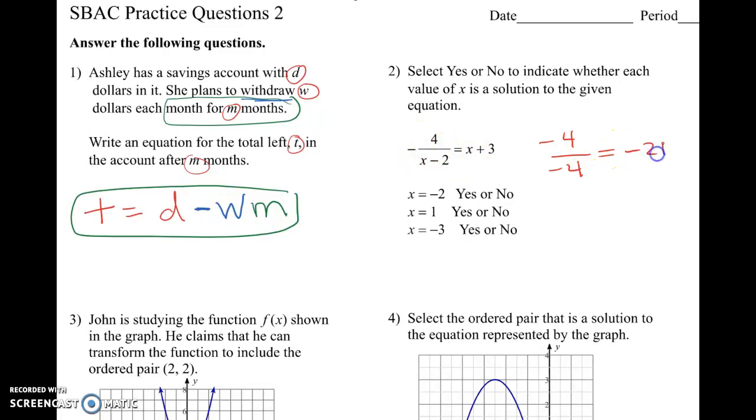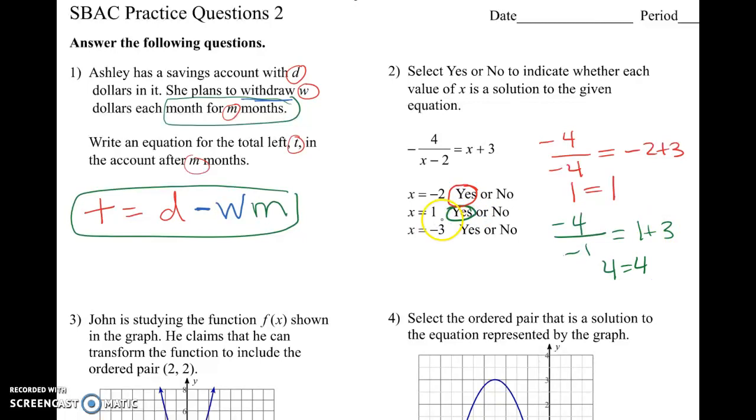On the other side, I have a -2 plus 3. So -4 divided by -4 is 1. -2 plus 3 is 1. Is that a true solution? Yes. It worked out. Then if I plug in 1, I would get, let's see, on top I have -4, on bottom I have 1 minus 2, and over here I have 1 plus 3. So 1 minus 2 is -1. So I'm going to write a -1 here. And -4 over -1 is a +4. 1 plus 3 is 4. Again, that worked out, so this is a solution.